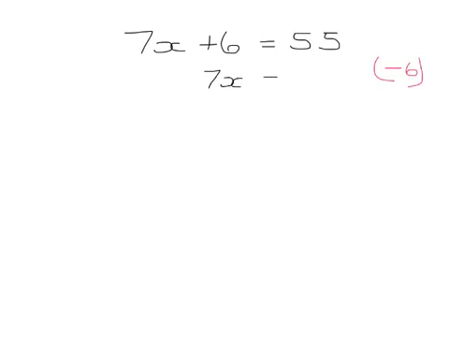So let's do another example similar to that one. This time I have got 7x plus 6 and it equals 55. And again I'm trying to get the x's on their own. So the first thing I'm going to do is to get rid of this 6. So over in brackets at the side I'm going to take 6 away from both sides. So I record that. If I take 7x take away 6, that leaves me with 7x. And then 55 take away 6 leaves me with 49.